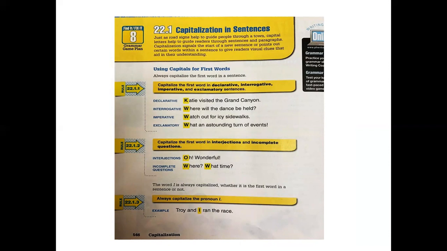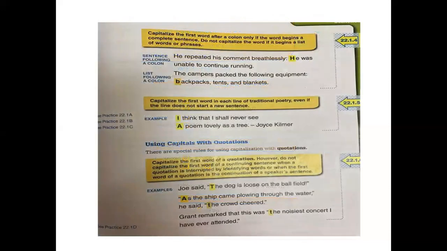Then we capitalize the first word in interjections and in complete questions. Like you can see in the examples, it's "O!" with an exclamation mark, and then "Wonderful!" again with an exclamation, and then the next one we have two questions. So each time we capitalize the first word. And rule number 22.1.3 says that you have to always capitalize the pronoun I. Whenever I comes alone, you have to capitalize it.